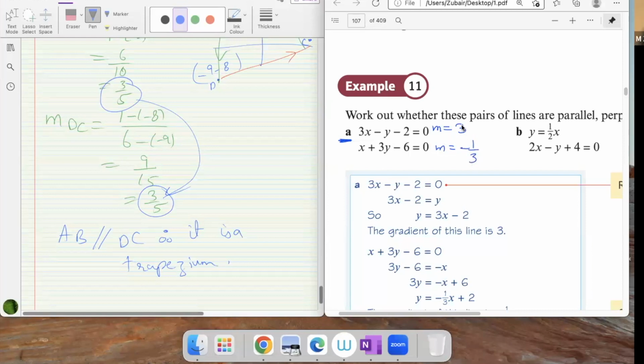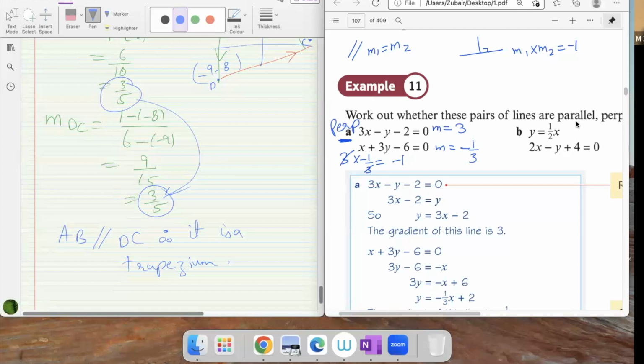If they are parallel, m1 equals m2. If they are perpendicular, m1 times m2 equals -1. So we can clearly see that the product will be -1, but we have to show it. So these are perpendicular. Part A is perpendicular.